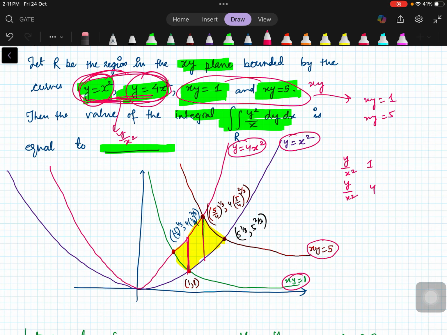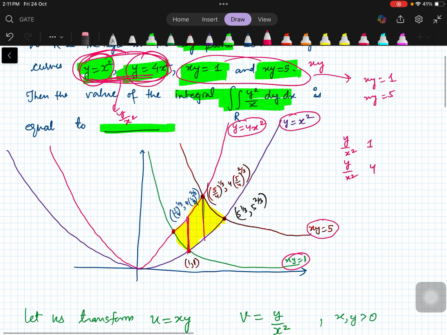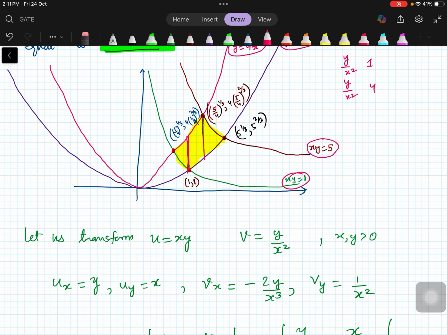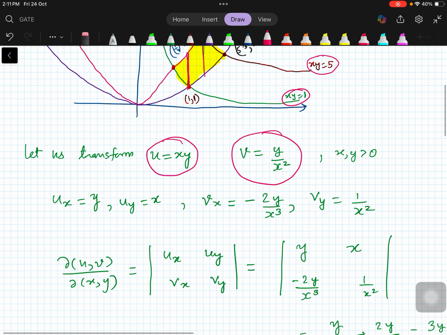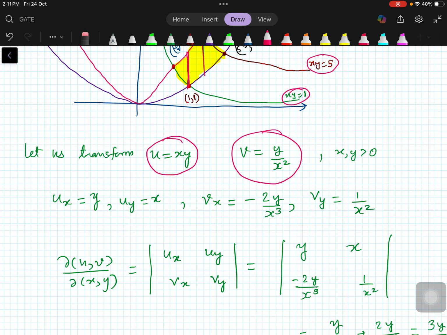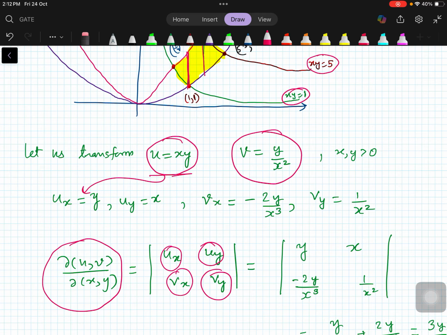If you like lots of calculations, then you can go with the traditional way without the transformation, but I will recommend the transformation. So here I have taken u equals xy and v equals y upon x square. When we do integration using transformations, we have to calculate the Jacobian, right. So the Jacobian of uv with respect to xy is the determinant with ux, uy, vx, vy. The derivative of u with respect to x is y, u derivative with respect to y is x, then v derivative with respect to x is minus 2y upon x cube, and v derivative with respect to y is 1 upon x square. So this is the Jacobian here, right.